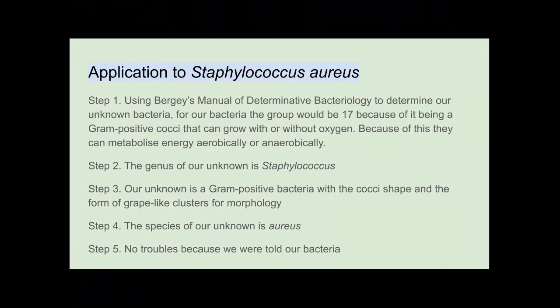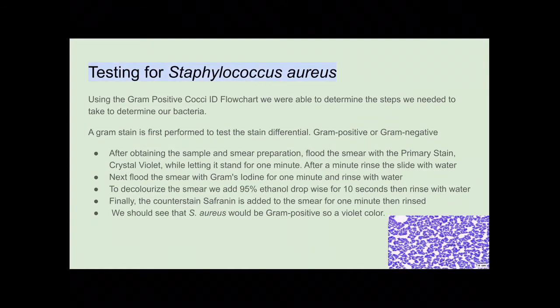So the genus of our species is obviously Staphylococcus. We talked about the morphology in step 3 already. Step 4, the species is aureus. And then we didn't have any troubleshooting problems because you guys gave us the bacteria.